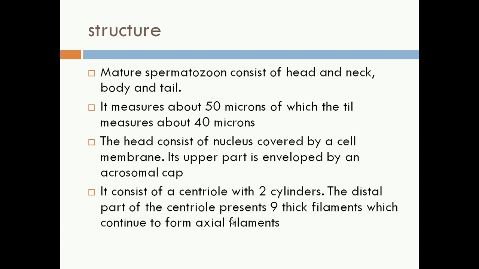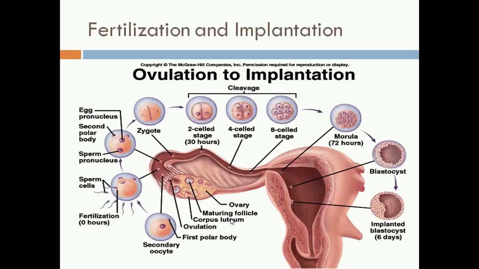Behind the head, what you get will be the neck, which contains mitochondria, which is responsible for the production of energy, responsible for the motility of the sperm. Sperm needs to move to enter into the female genital tract. So the energy production plays a very important role here. Unless the energy is produced, unless the motility happens, the sperm will not be able to travel through the female tract for fusion. So let's go into ovulation to implantation.